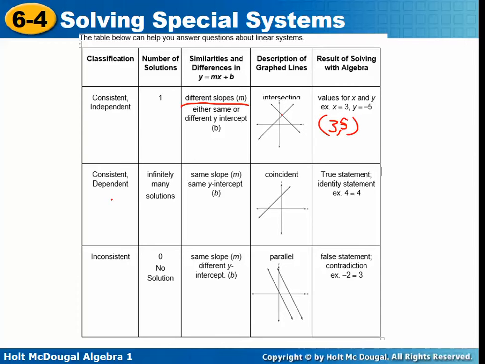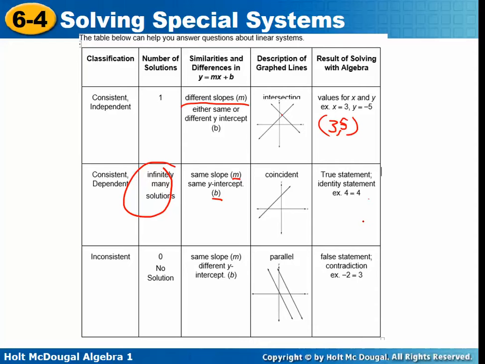Okay, we can also have two lines graphed on top of each other. That is called a consistent dependent. They will have infinitely many solutions. They have the same slope and the same y-intercept. Both of them are the same. When you're solving it algebraically, you won't be able to get an answer. You'll solve and you'll get down to something like 0 equals 0 or 4 equals 4. That's when you know that there are infinitely many solutions, which is what you would write for your answer on your paper.